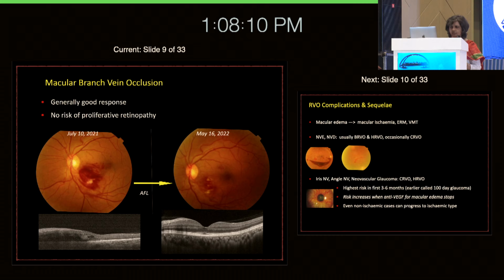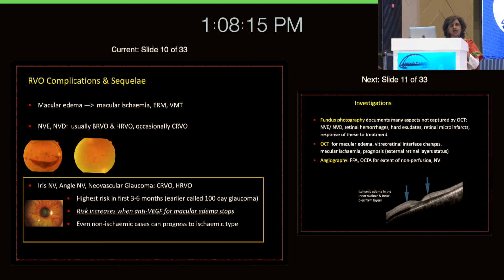So as I mentioned, in RVO, what is very different from DME, diabetic macular edema, is to constantly look for new vessels on the iris at every visit in every patient of HRVO and CRVO. Not to miss that, especially when the macular edema is gone and we have stopped giving anti-VEGF frequently. That is when the new vessels on the iris will start coming in, and we have to pick it up for early laser.